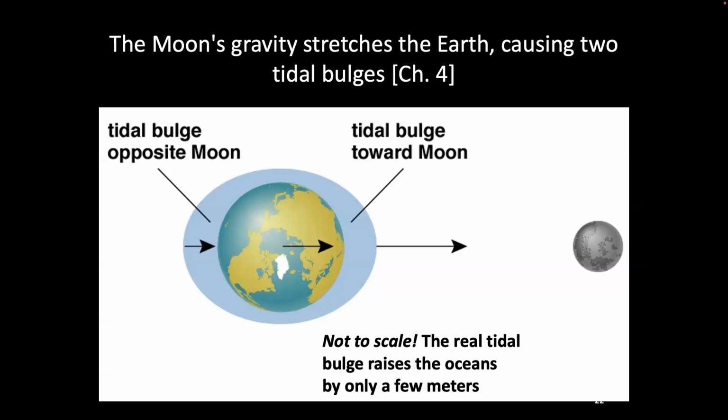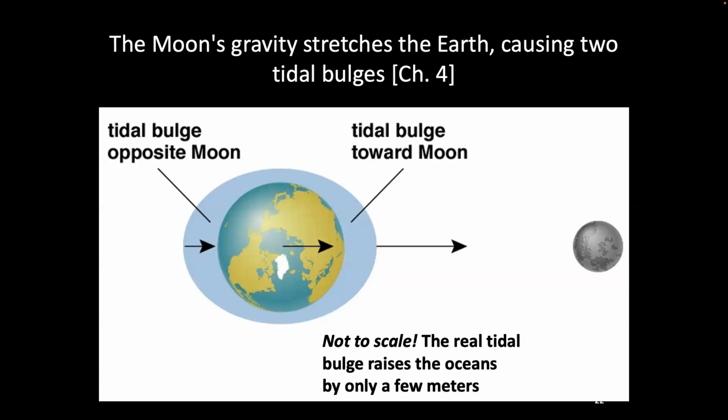right? This part that's being pulled less, believe it or not, is high tide. And here, in between these two pieces, is low tide. So you get a total of 2 high tides per day and 2 low tides per day. Weird, right?